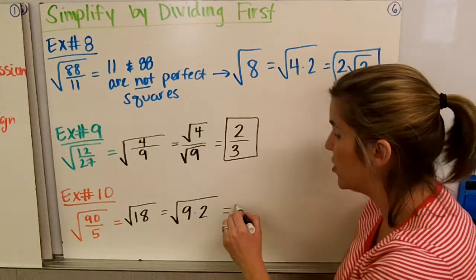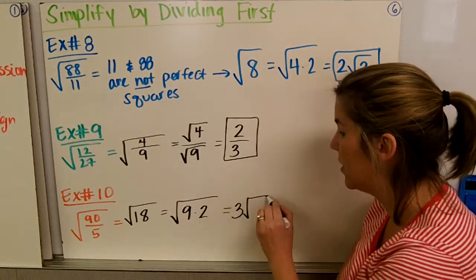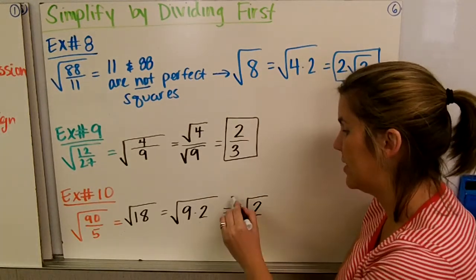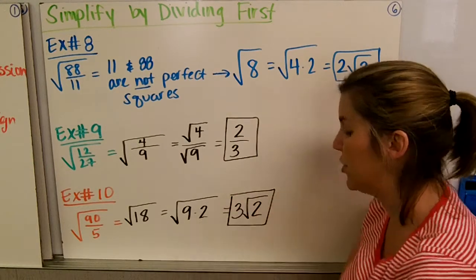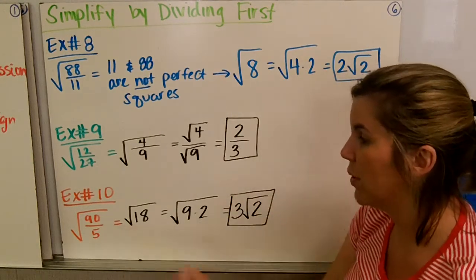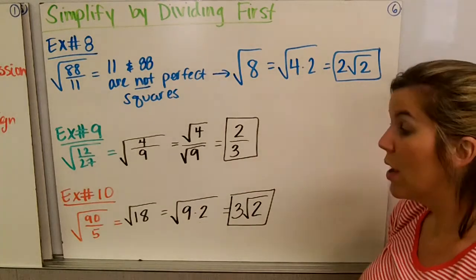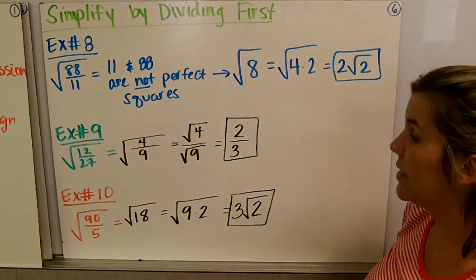9 was the perfect square. The square root of 9 is 3. 3 comes outside, the 2 stays inside. 3 times the square root of 2 is equivalent to the square root of 18, which is equivalent to the square root of the fraction 90 over 5.